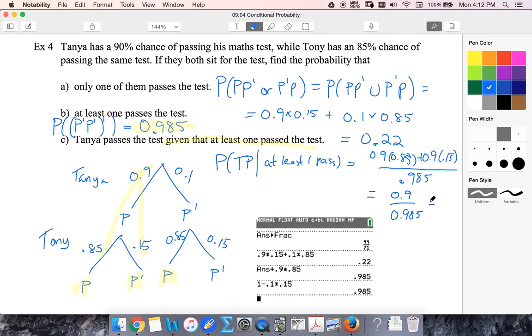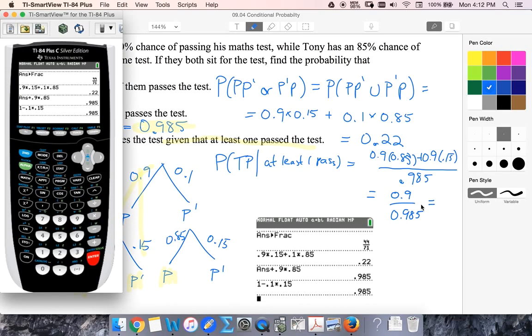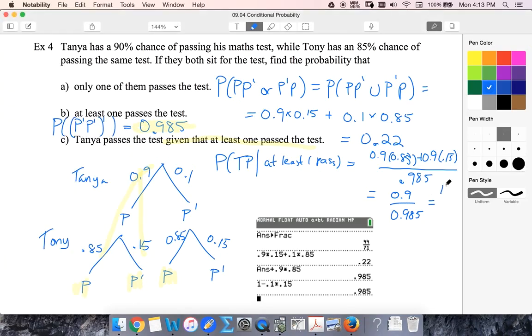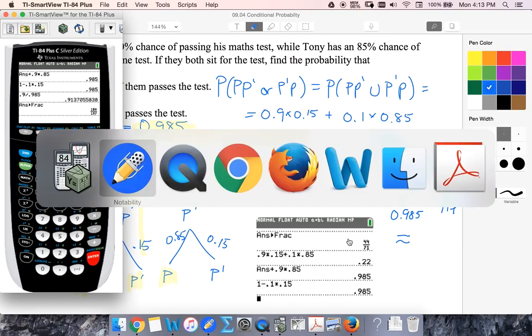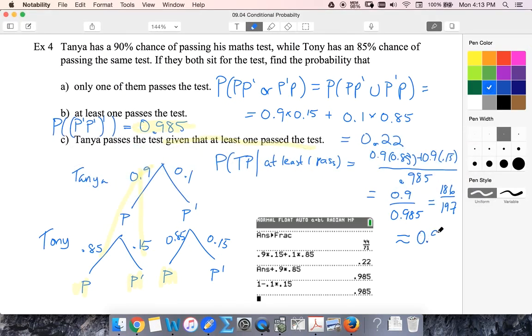And you don't want to leave decimals inside of fractions. So let's go simplify that. Divide by my answer. Okay. And then because this decimal does not look exact, I'm going to turn that into an exact fraction. So 186 out of 197, or approximately, what did we see there? 0.914. Sorry, yeah, 0.914.